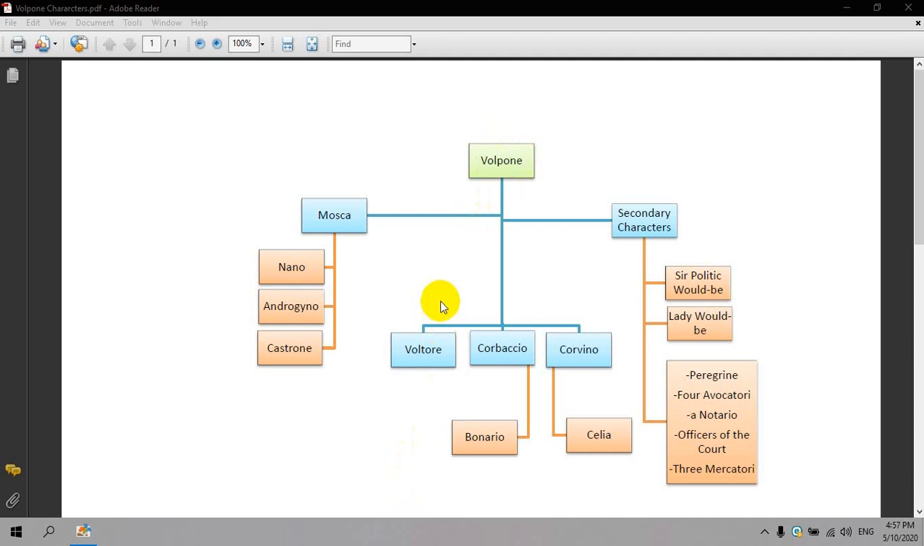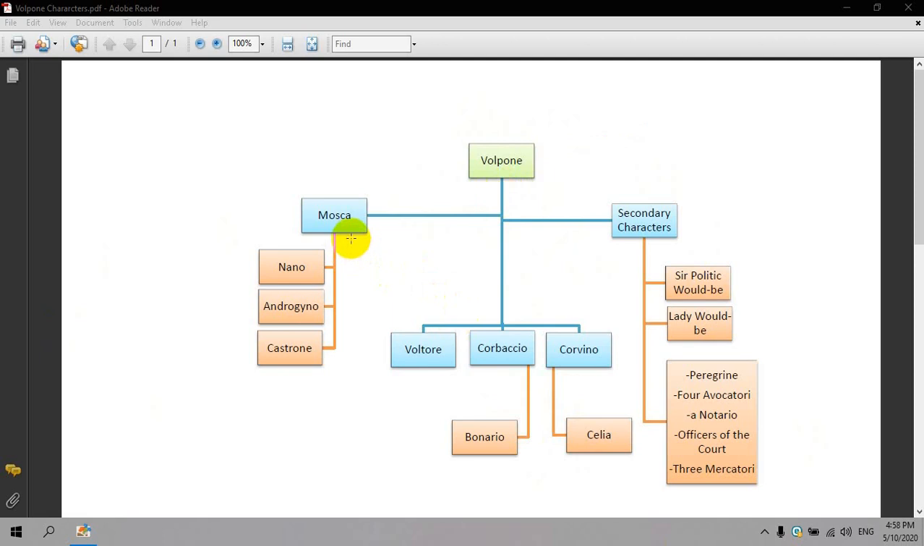In Volpone, like any other play, there is a major character, a very important character, who takes a very essential part in the play, and there are secondary characters. So those characters which I have drawn right now are Volpone, Mosca, Voltore, Corbaccio, and Corvino. They are the most important characters in the play. Celia and the others are considered secondary characters. As we know right now, Volpone is the center of the play, the main figure of this play.